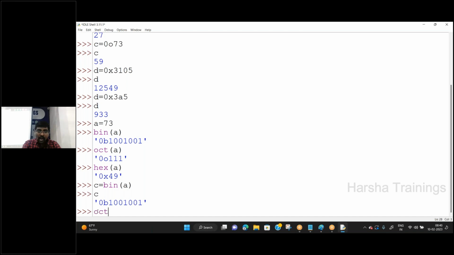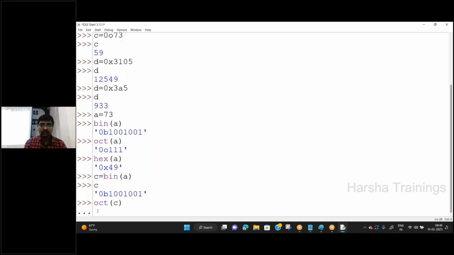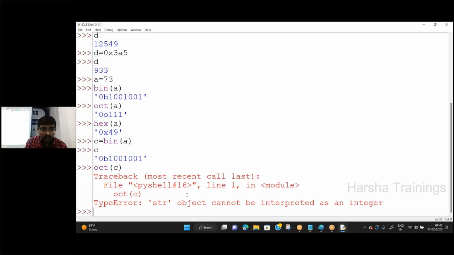Now, oct of C. You got my point? Now C is a binary value. Binary is converted into octal. That means not only decimal, you can convert any base. What is the answer? oct of C: str object cannot be interpreted as an integer. Yes, I will explain this one later.